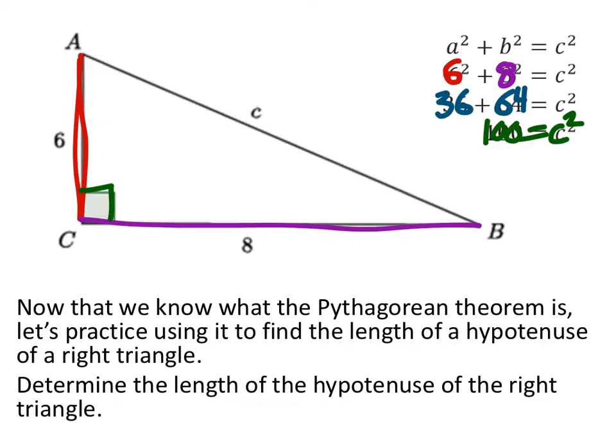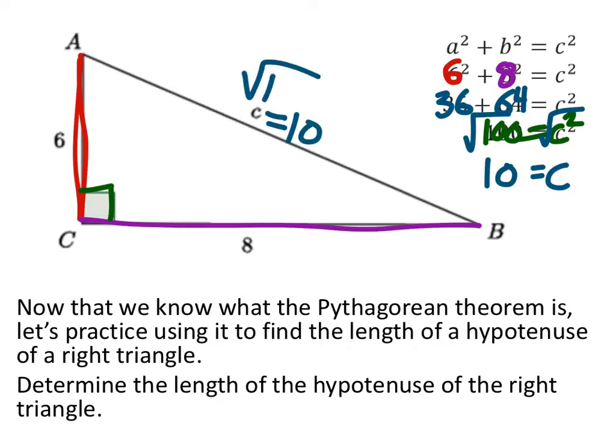Now we know we could square root both of these. And if we did, we would get C equals 10. So this length right here is a straight 10. But for right now, if we write the square root of 100, that's going to be okay. Because that would be the length of a side of that square if I were to take that and make it a square out here.